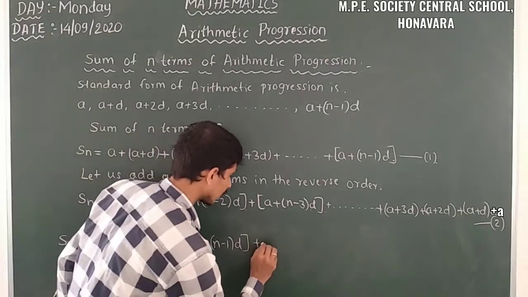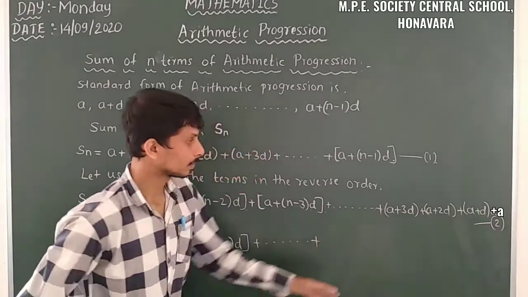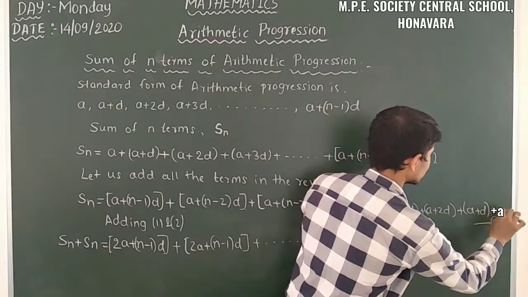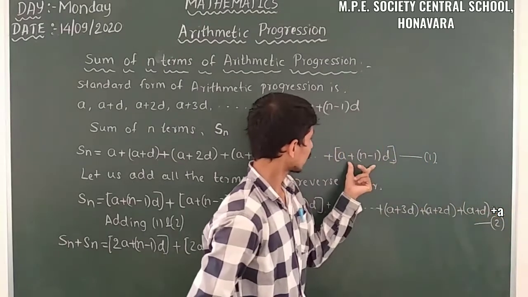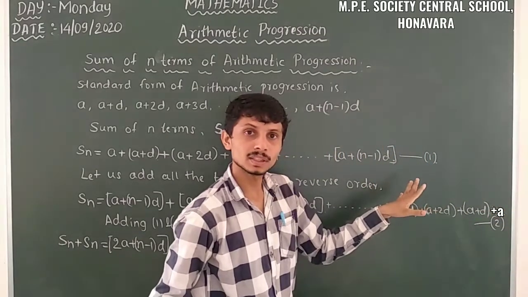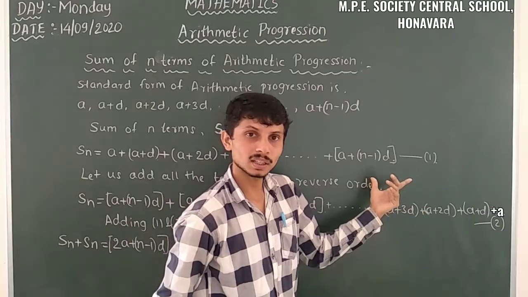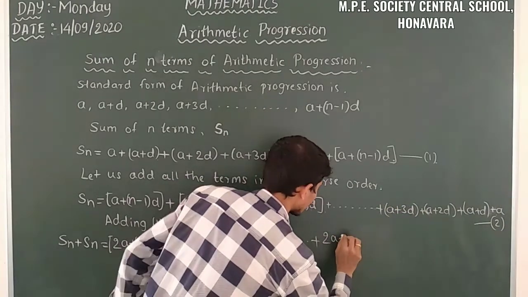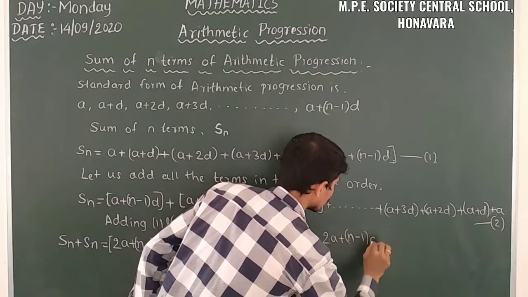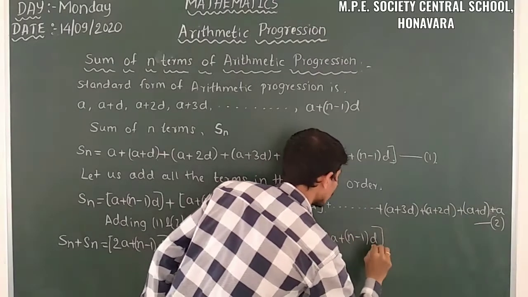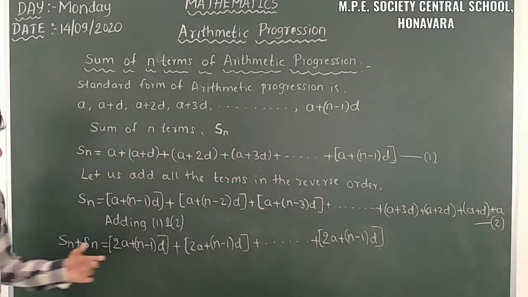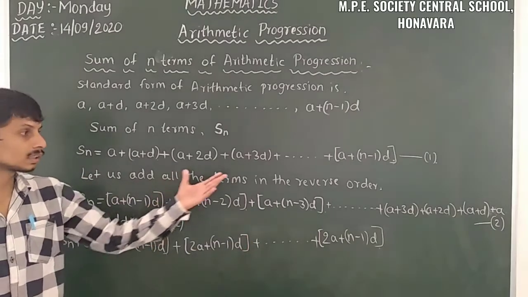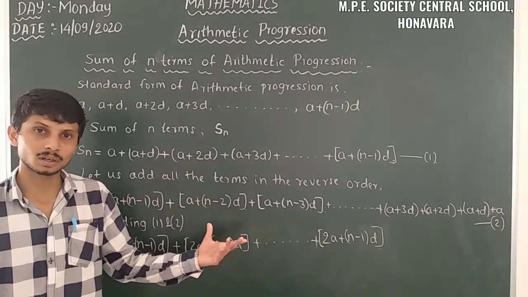That is up to the last term. For example, take the last term. Here a is there, so a plus n minus 1 into d, and what do we get here? 2a plus n minus 1 into d only. So here we have the sum of the series. The sum of each pair of terms is the same; it becomes the same when we add the series with its reverse order.